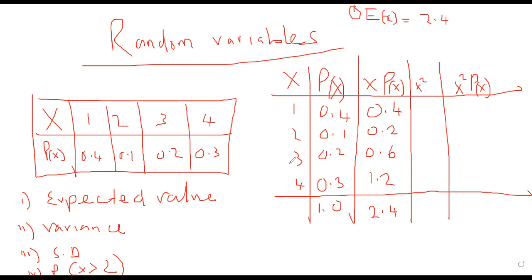In this column, we're going to square the values of X. 1 times 1, 1. 2 times 2, 4. 3 times 3, 9. 4 times 4, 16. And what you do is you multiply them with the probabilities. So 1 times 0.4, you put a 0.4 here. 4 times 0.1, we put a 0.4 there. 9 times 0.2, we put 1.8 there. 16 times 0.3, what do we get? 4.8.